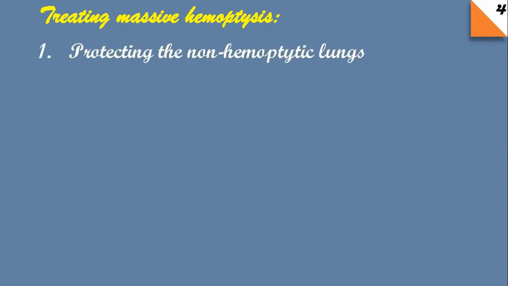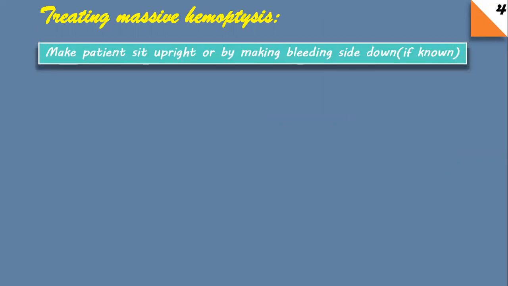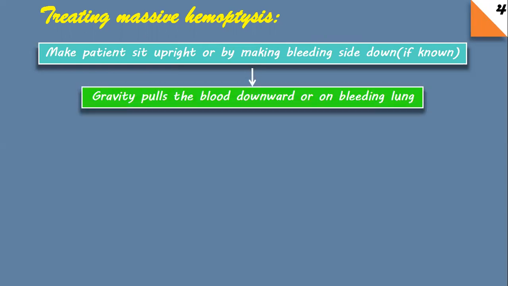Now, talking about massive hemoptysis. So how do we treat massive hemoptysis? So the first thing would be protection of the non-hemoptytic lung. How do we do it? Let's see. Firstly, we make the patient sit upright, or if we know which of the lung is bleeding or which side of the lung is bleeding, then we make the bleeding side of the lung downwards. And after that, the gravity will pull the blood downwards or towards the bleeding lung once we place the person with the bleeding lung downwards.